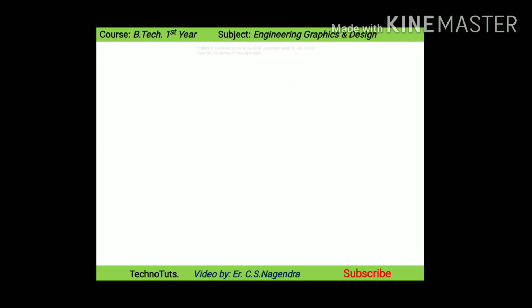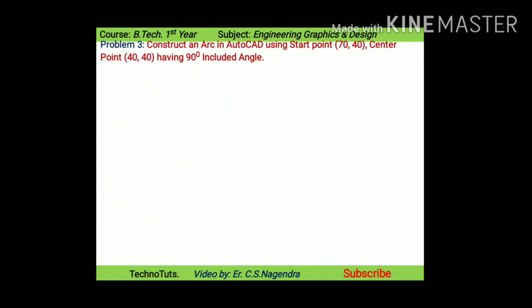Let us move to problem number 3. Construct an arc in AutoCAD using start point 70, 40, center point 40, 40 having 90 degree as included angle. So let us solve the problem. Let start point be P1 having coordinates 70, 40, center point be C having coordinates 40, 40 and included angle be A as 90 degree.